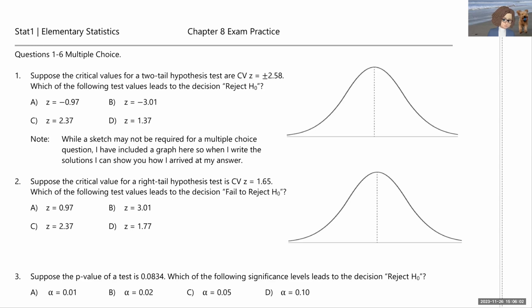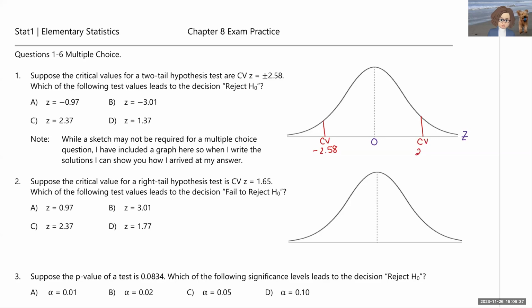So I'm going to draw a picture here. Even though a sketch might not be asked for on an exam, having the sketch is certainly helpful in order to choose the correct answer. So we're dealing with z-scores in this case. So I'm just going to label that z. So 0 in the center. And then I'm going to draw my critical regions in red. Two-tail test, so we don't have to get these perfectly to scale. We're just trying to figure out where the critical regions are.